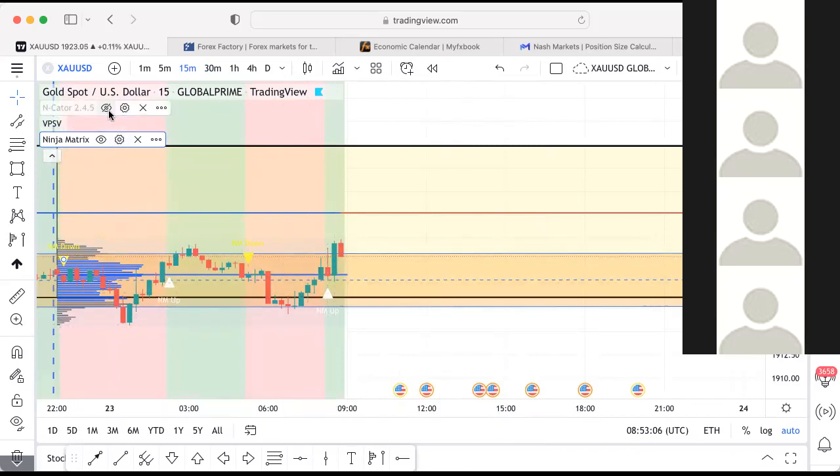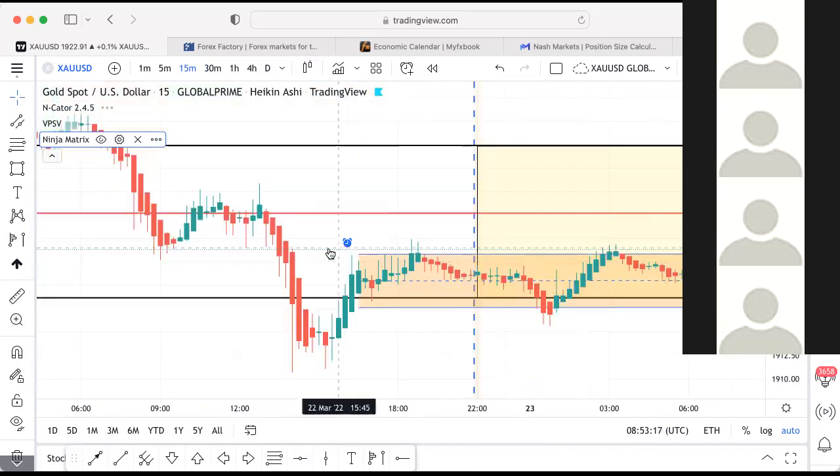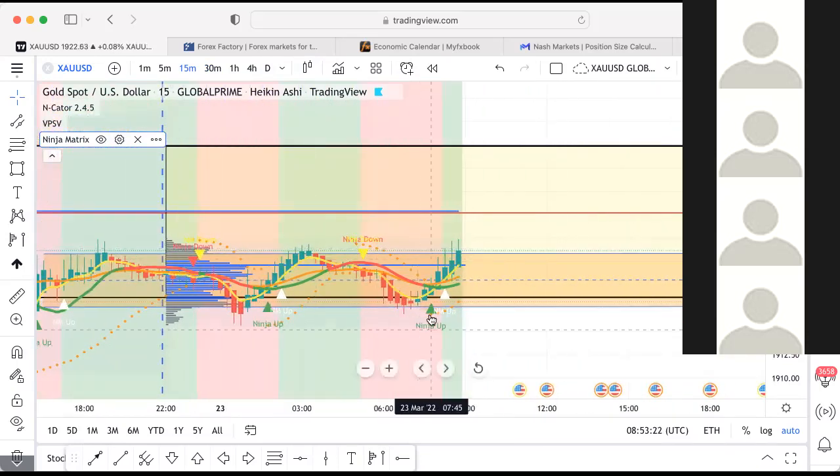Then I look for confirmation number 2, which is an indicator. So I turn on the indicator and I need to be on Heikin Ashi candles. And yes, you can see we had a Ninja up before the Ninja Matrix up. And the third confirmation I look for is for the 5 MA, which is the yellow line, 5 moving average is above the 13 moving average, and it's moving away. So that's my third confirmation.